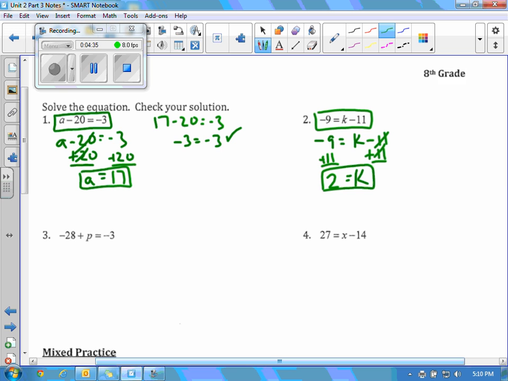They want you to check your solution. So negative 9 equals 2 minus 11. I get negative 9 equals negative 9. And my answer is correct. I'll leave 3 and 4 in this section up to you as well.